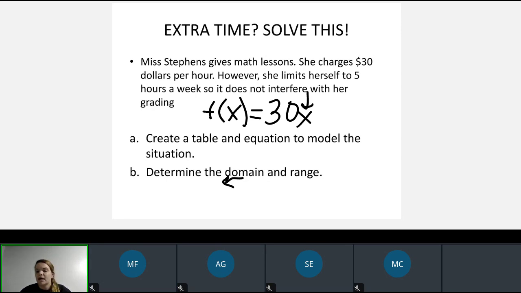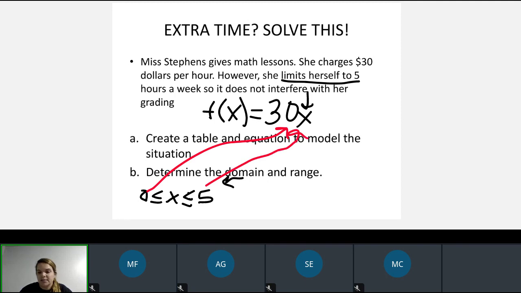Yeah, good. 5 hours per week is her limit. She limits herself to 5 hours per week. So that means our domain, she could work 0 hours per week, right? And she can work all the way up to 5. So now that we have our domain, we're going to plug those numbers in for x. So plug in 0 for x and 5 for x to get our range.